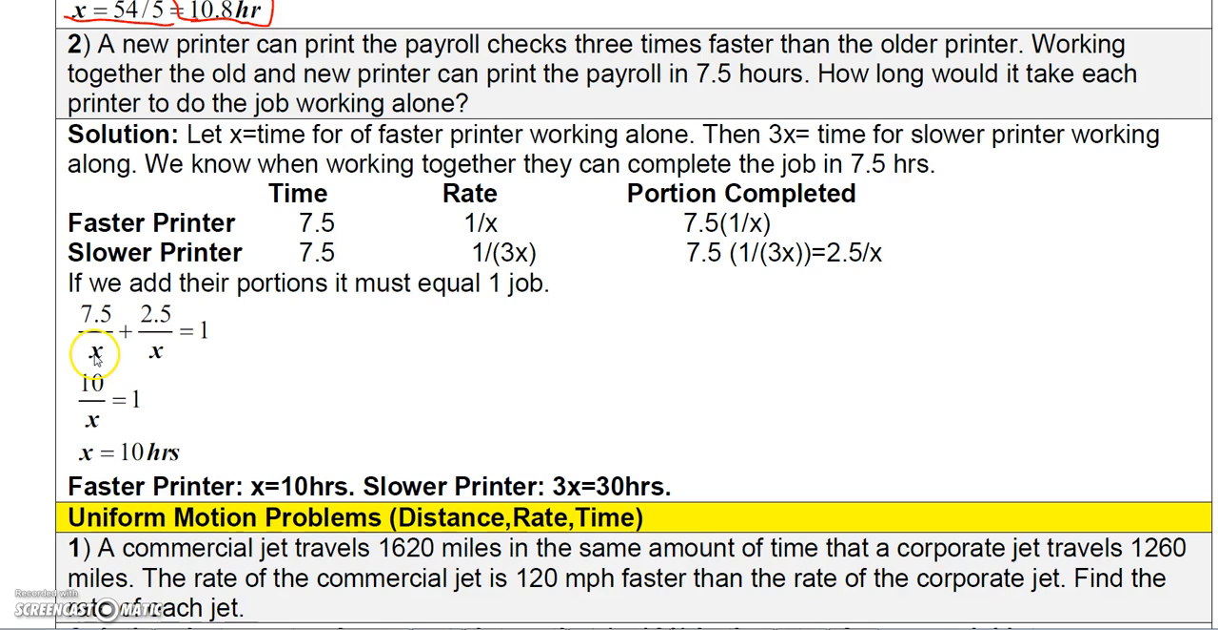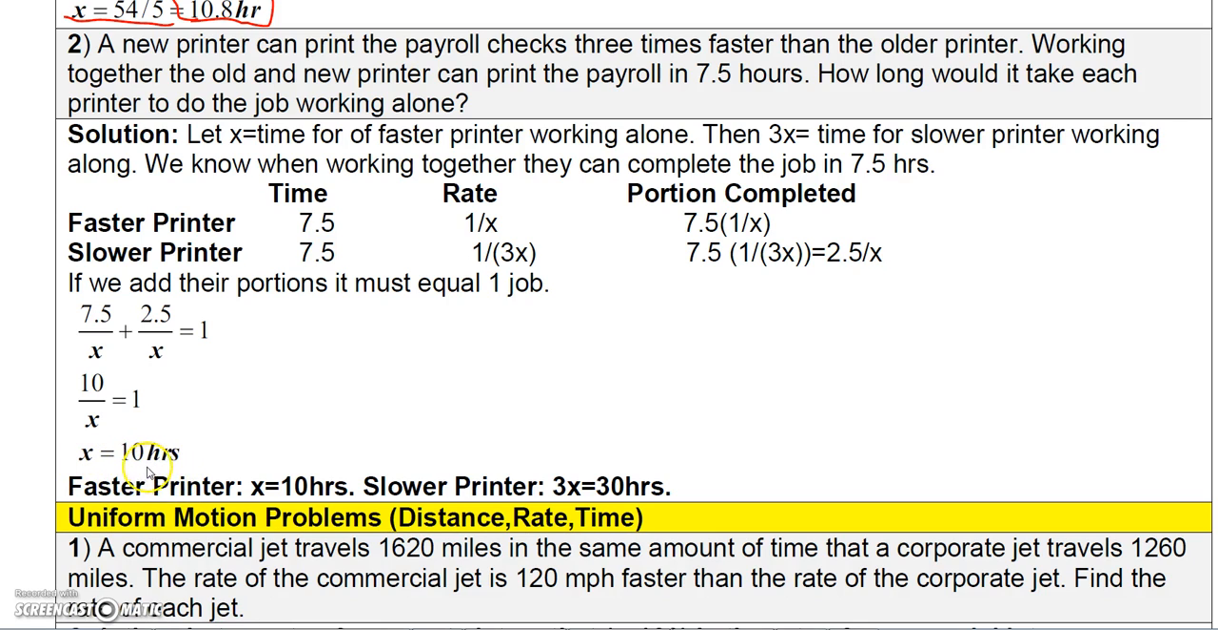Now, since these have the same denominator, we can just add the numerators. So 7.5 plus 2.5 would give me 10. So that would be 10 over x equals 1. And then if you just multiply both sides by x, you'll actually get 10 equals x. So x is 10 hours.